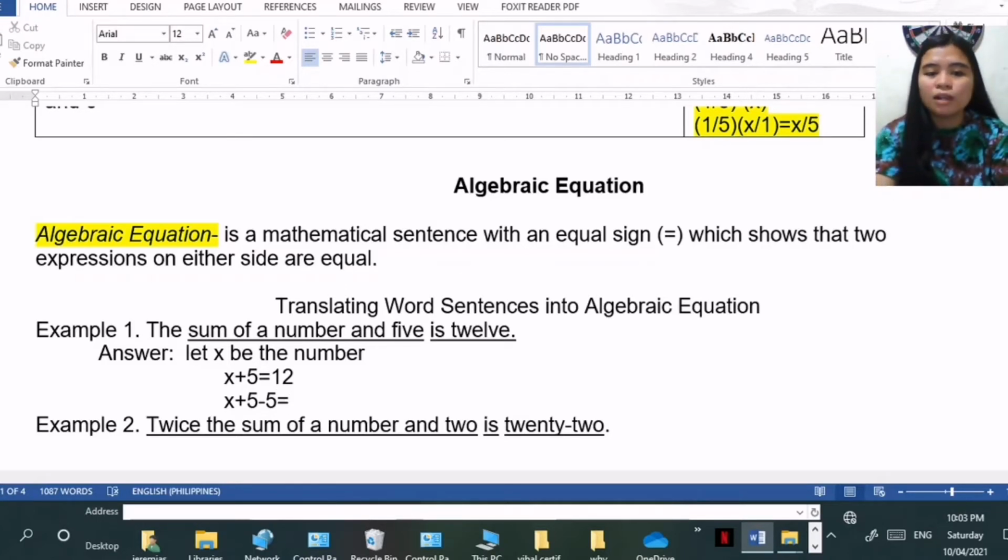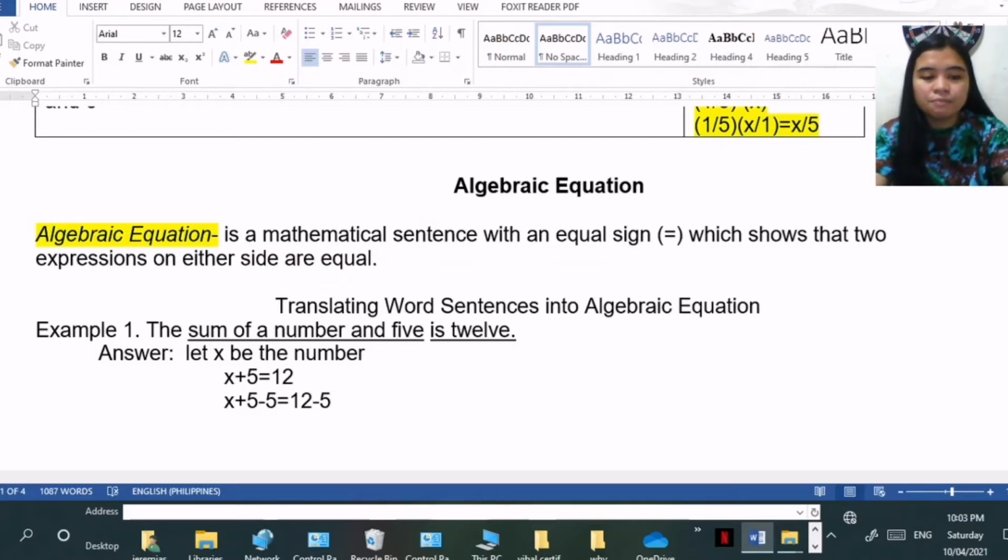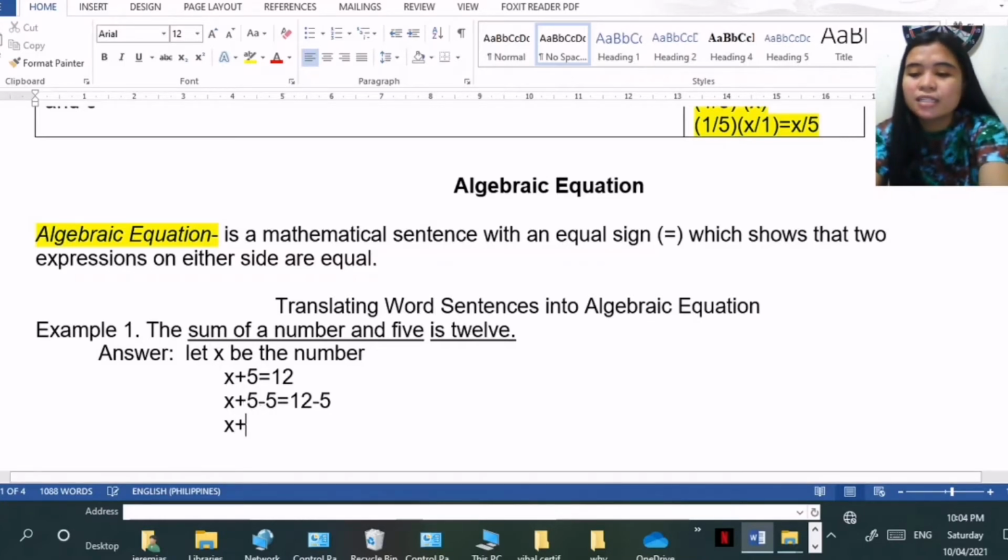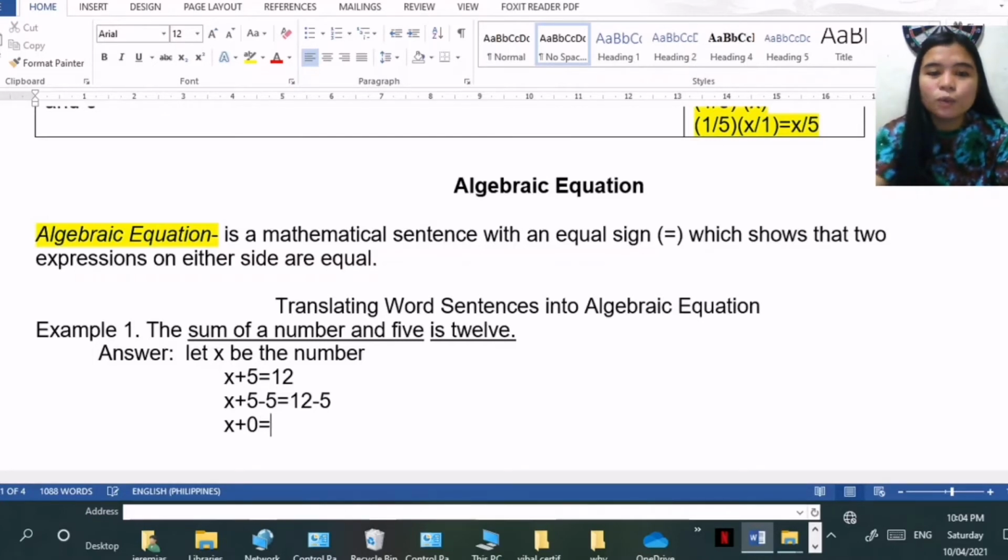And then copy equal and then copy 12. Kapag kinopya mo ang 12, kung nag-minus ka sa kabila, kung ano man ang minus mo sa kabila, dapat ima-minus mo din po dito. So, maglalagay ka rin dyan ng minus 5 para balance yung equality or masatisfy natin ang bawat quantity. Okay, and then let's copy x and then 5 minus 5, that is 0, and then copy equal, and then 12 minus 5, that is 7. Okay po?